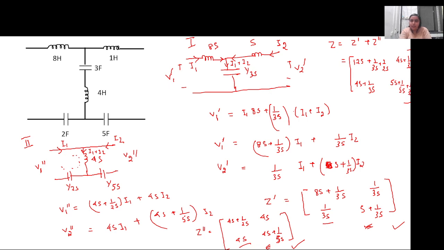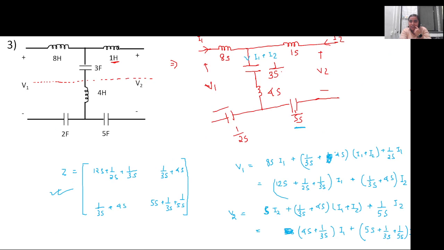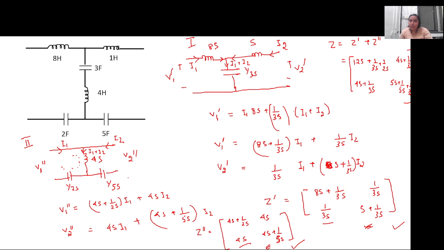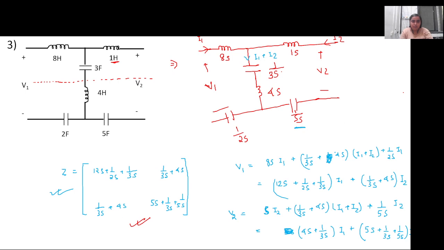So let us look into the first Z parameter that we had got. If you match the values of this particular one, which is 12s plus 1 by 2s plus 1 by 3s, which is what we got here, right? 5s, if you compare this one, it is 5s plus 1 by 5s plus 1 by 3s, which is equal to 5s plus 1 by 3s plus 5s.